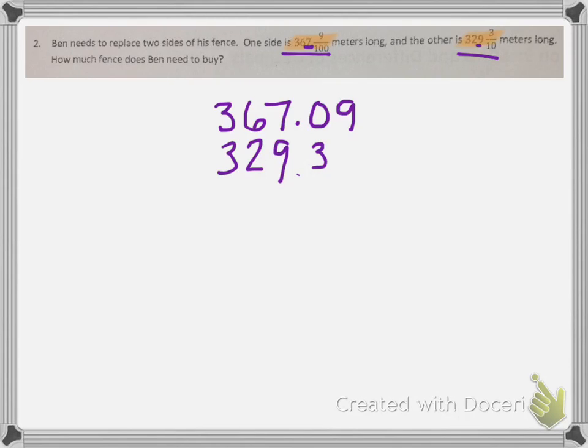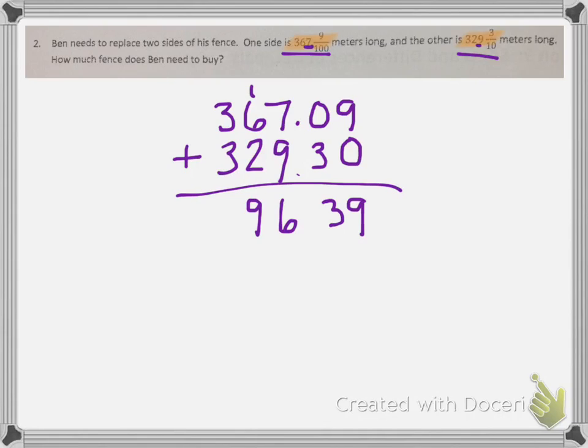Now, don't let this bother you. You just fill in a 0 at the end. And this is addition. Okay, let's add them up. 9 plus 0 is 9. 0 plus 3 is 3. 9 and 7, that's 16. 6 and 2 is 8, plus another one, that's 9. And then 3 plus 3 is 6. The decimal goes straight down into my answer. The answer is 696 and 39 hundredths meters of fence that Ben needs to buy.